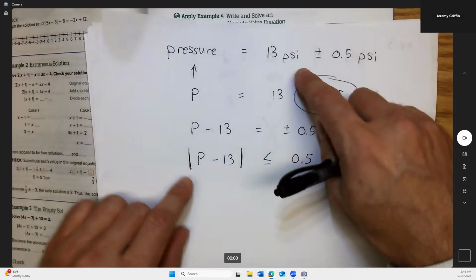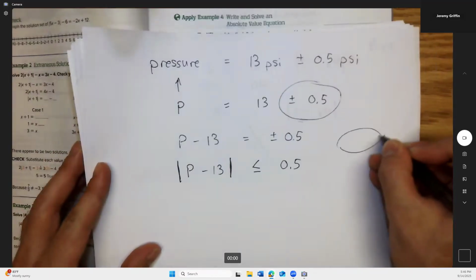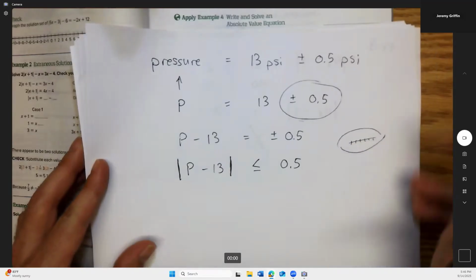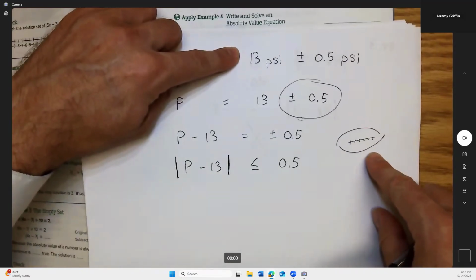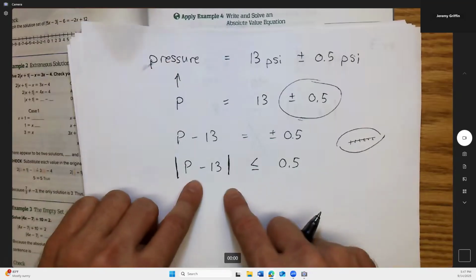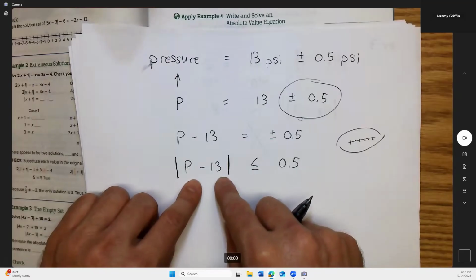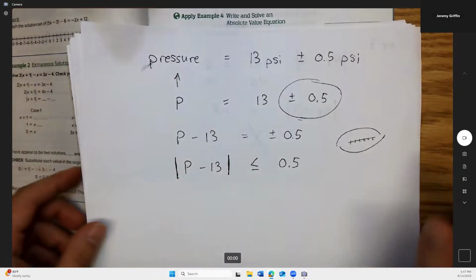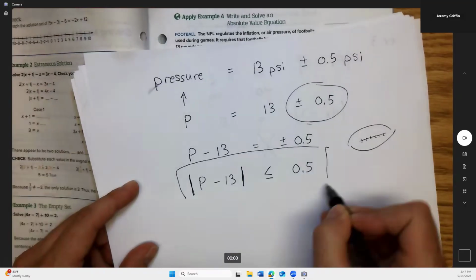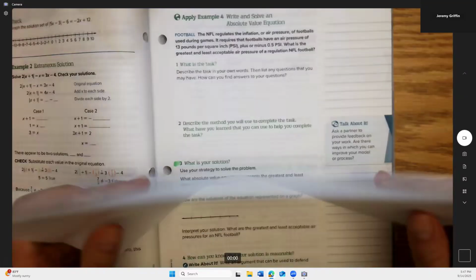So this difference has to definitely be less than or equal to 0.5. What about this? What if you took a football, here, draw a football, and it came out to like 13.1 psi. That would definitely be within the window. So let's try it. 13.1 minus 13 is 0.1. So it's not zero, but it's tiny, less than 0.5. Yeah, it checks out. So this should be the answer right here, that could explain the allowable pressure as an absolute value equation.